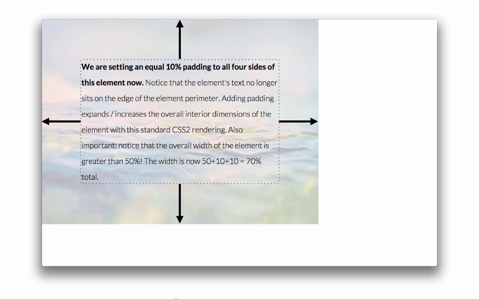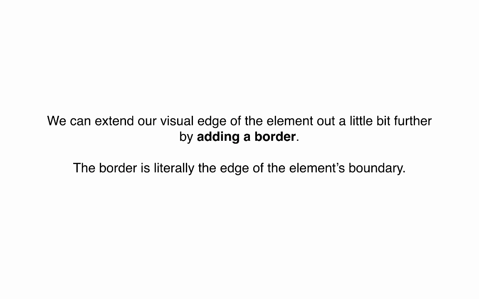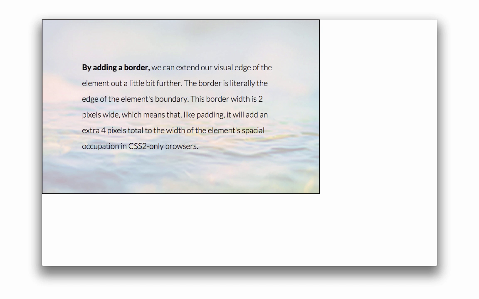That's kind of important because sometimes, with CSS2 models, you want to tell something to be a certain width, and then you add padding, and then boom, you have this problem that it's bigger than you intended it to be. Now let's look at how we can extend the visual edge of the element out a little further by adding a border. I want you to realize this: the border is literally the very edge of the element's boundary. So now you can see what we had before, and now what we have is this boundary.